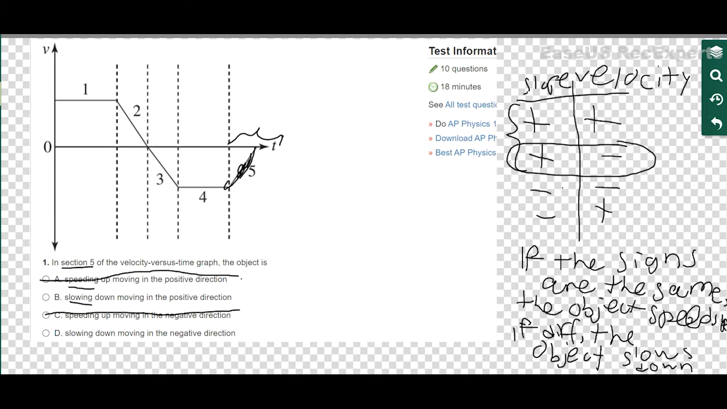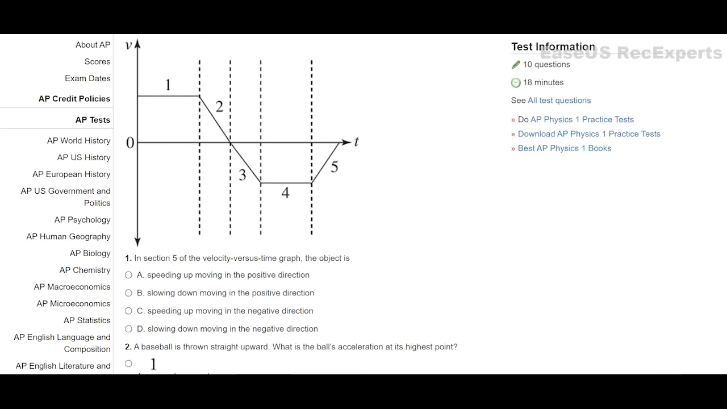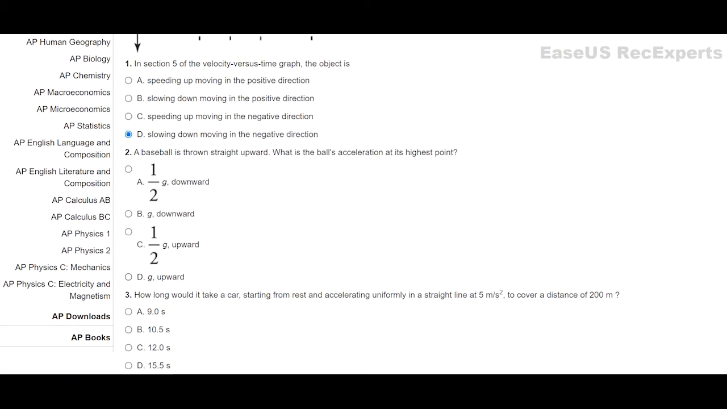Now we need to determine if it is moving in the positive or negative direction. For that, all you have to do is look at if the object's velocity is positive or negative. As we found out here, the velocity is negative, so you will be slowing down and moving in the negative direction, and that corresponds to choice D.